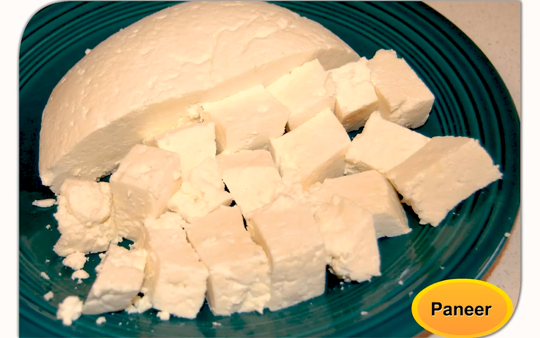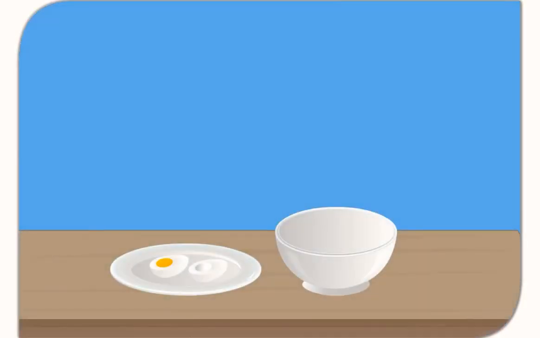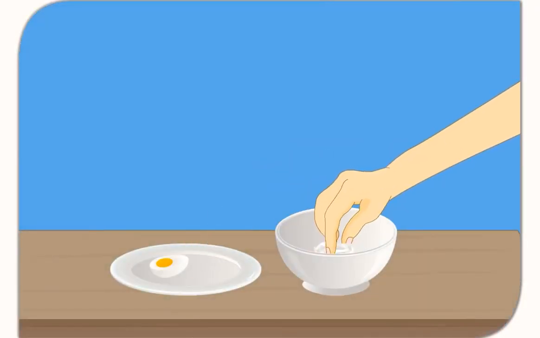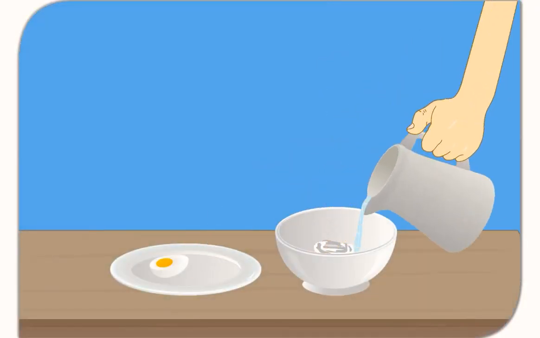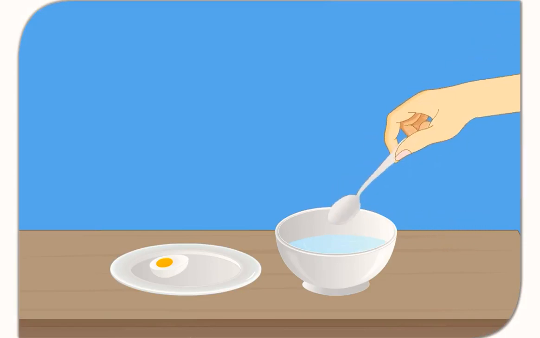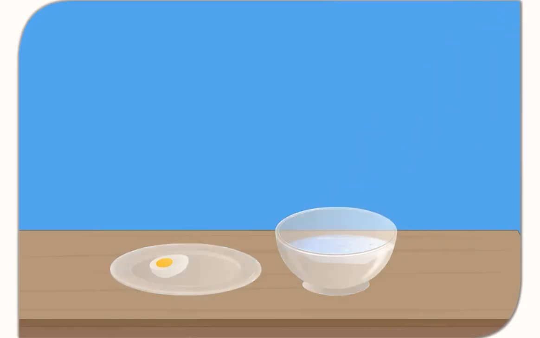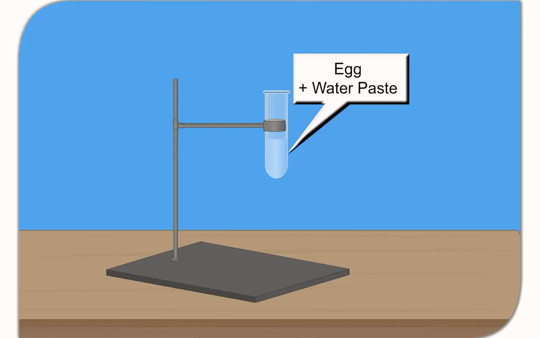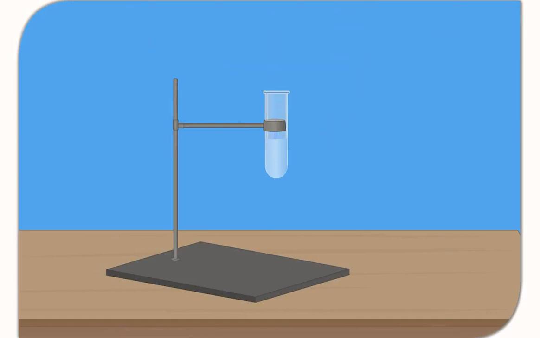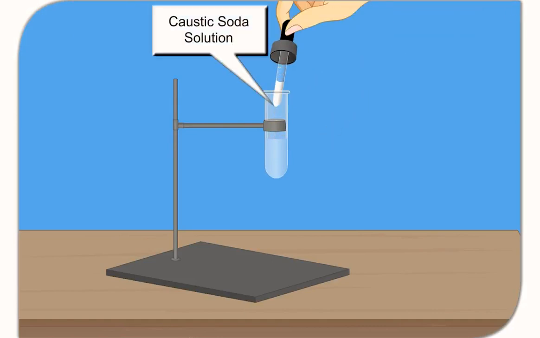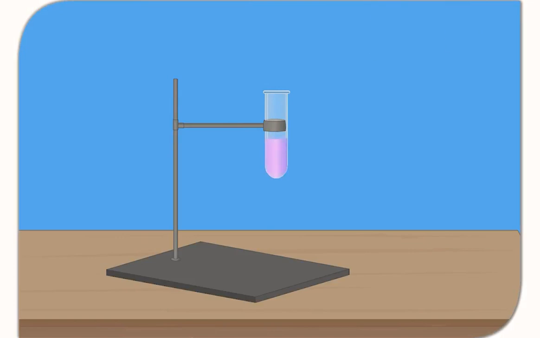To test the presence of proteins, take the egg white of a boiled egg and mash it. Add some water to it. Pour a little of this suspension in a test tube. Add 2 drops of copper sulfate solution and 10 drops of caustic soda with the help of a dropper. The solution will turn violet, indicating the presence of protein in the food item.